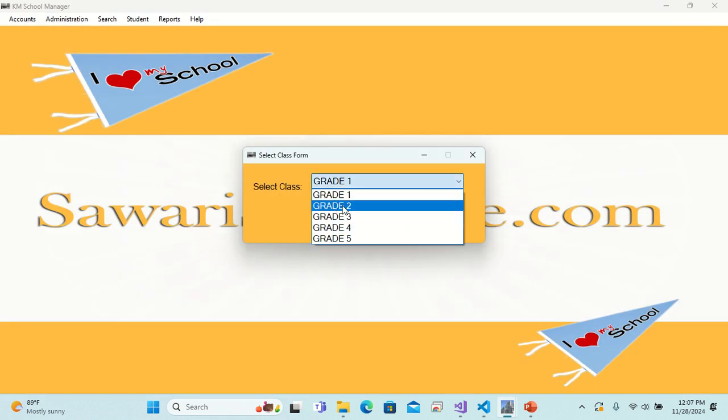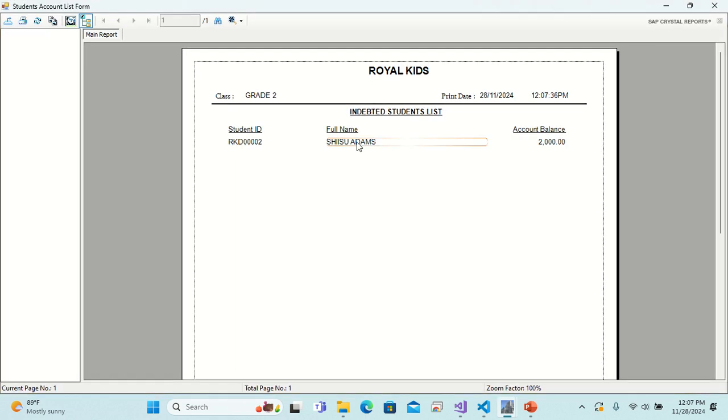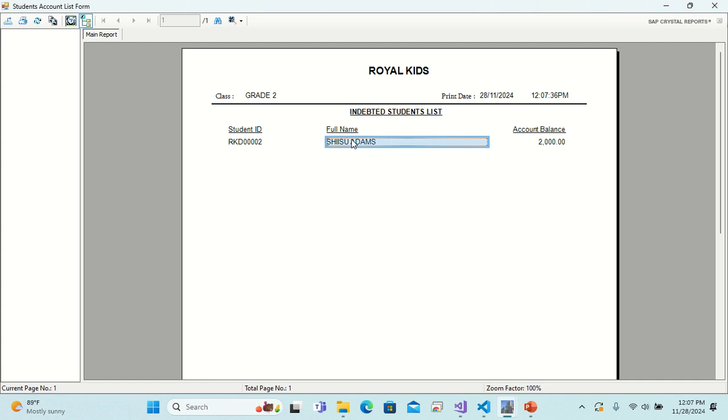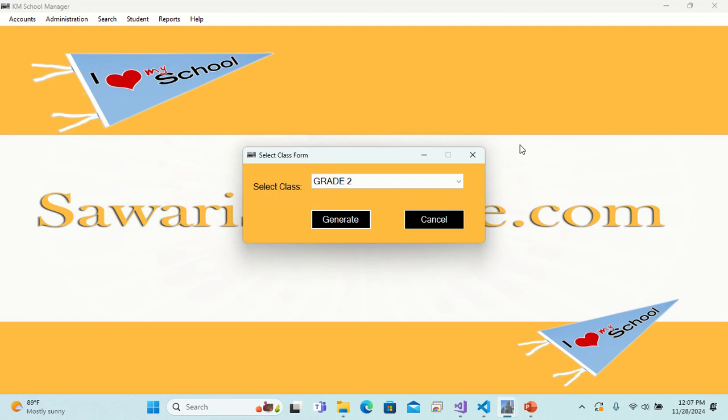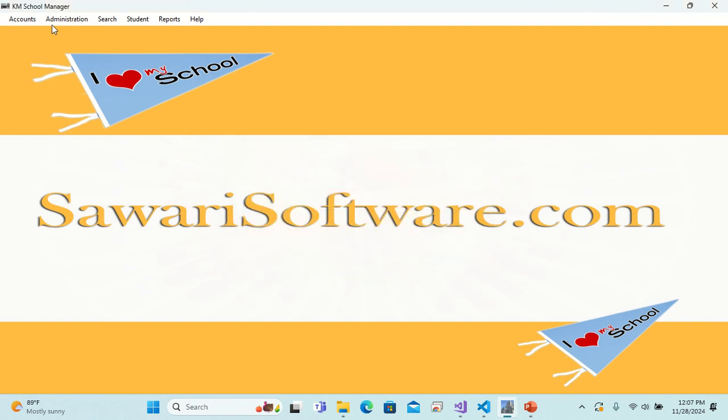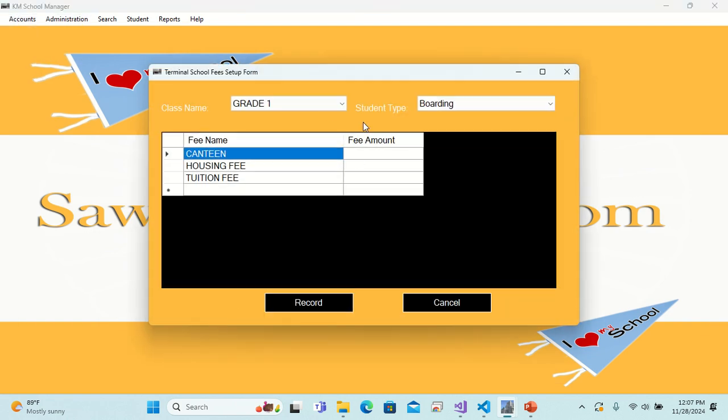So let's see grade two at this point. Grade two, as of now, there's only this person who is owing, right? So we only have one person owing. Fine. But there are two people in grade two. So now let's go and set up the fees for grade two and see what happens here.